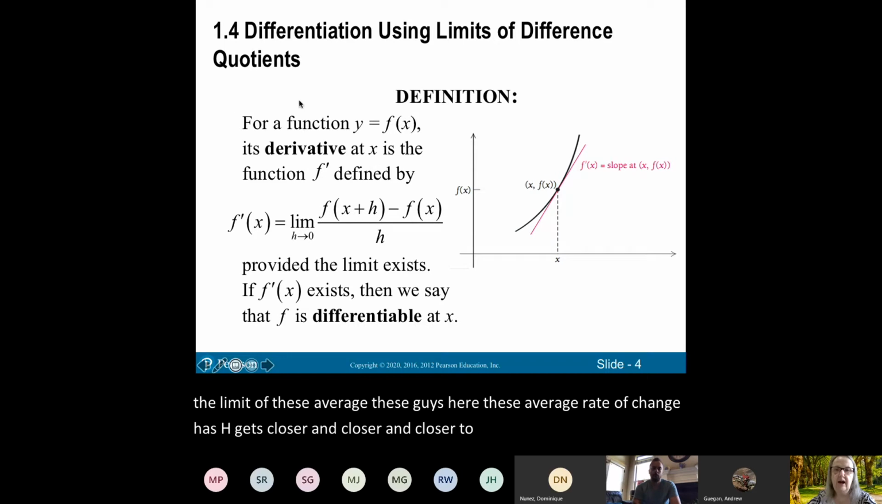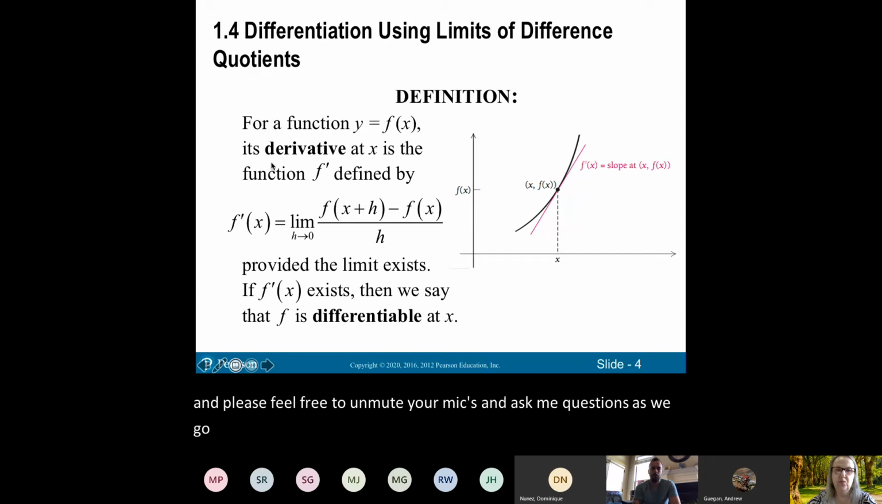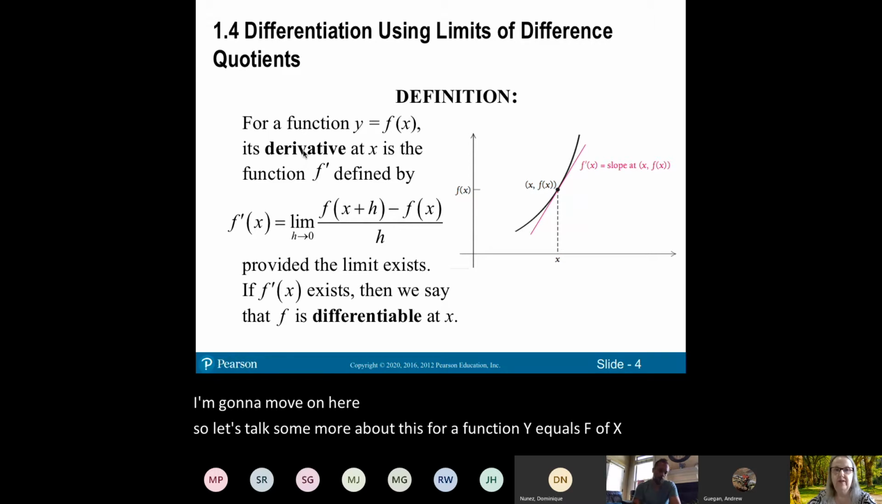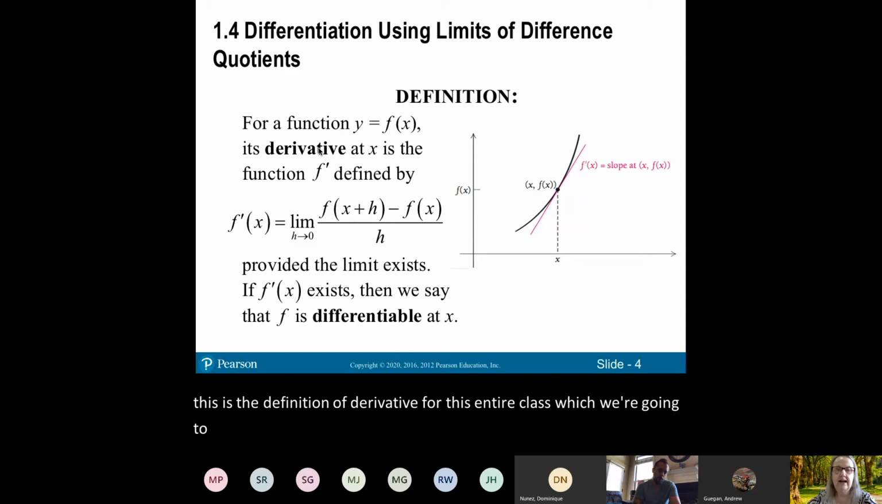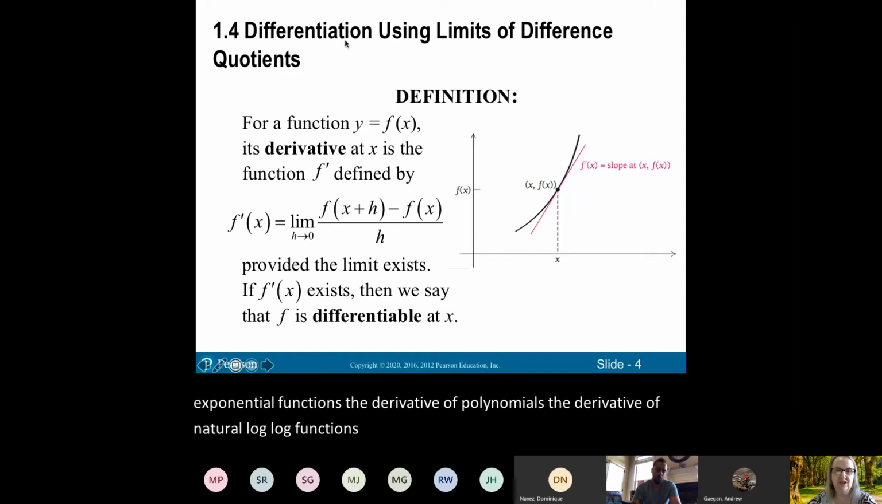So let's talk some more about this. For a function y equals f of x, its derivative, this is the definition of derivative for this entire class, which we're going to work with in all kinds of derivatives. The derivative of a sum, the derivative of a difference, the derivative of exponential functions, the derivative of polynomials, the derivative of natural log functions. We're going to look at a lot of different types of derivatives in this class.